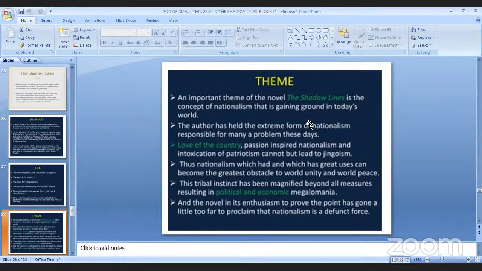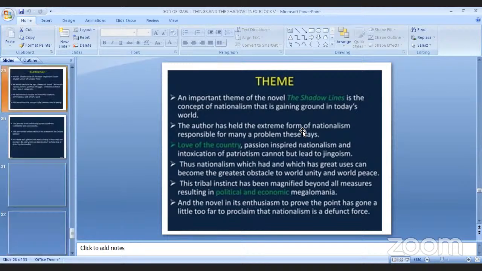This tribal instinct has been magnified beyond all measure, resulting in political and economic megalomania. And the novel, in its enthusiasm to prove the point, has gone a little too far to proclaim that nationalism is a defunct force.